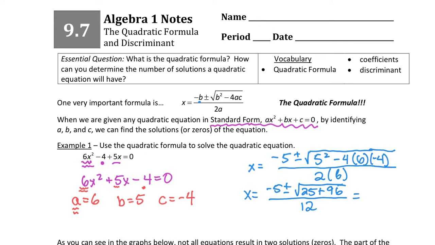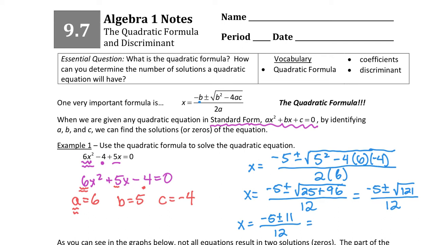We're going to add those two terms inside of the square root. The square root acts like parentheses, so by order of operations, we're going to add those two together first. That's going to be negative 5 plus or minus the square root of 121. Aha, that's a number I know, divided by 12. So x is going to equal negative 5 plus or minus 11, because that's the square root of 121, divided by 12.